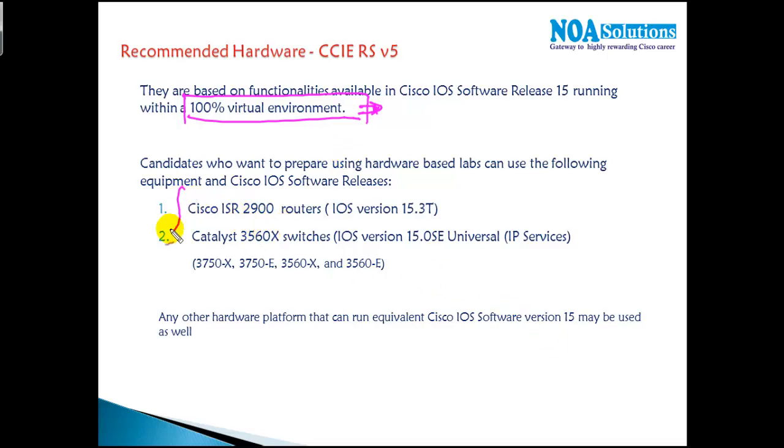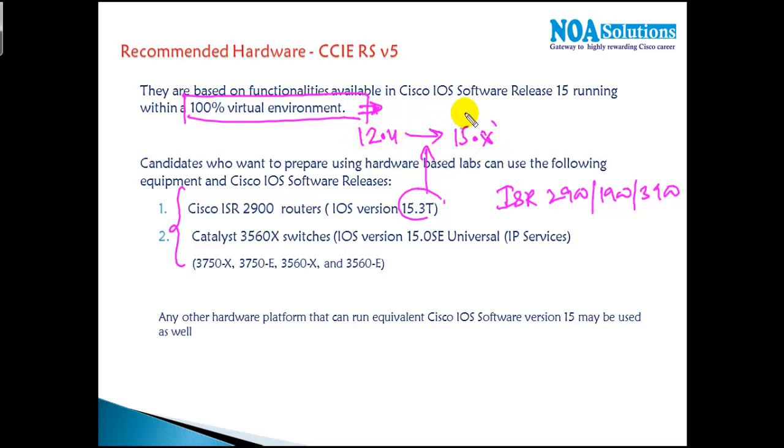Now the recommended platform by Cisco is either ISR G2 routers, that is 2900, or it can be 1900 series or 3900 series, which come by default with the 15.x IOS versions, the next release after 12.4. So you'll be using the latest 15.x IOS versions in your CCIE exams. Also for switches, you'll be using 3560X series switches, which come with 15.0 SE IOS versions. These are the other platforms which also support these IOS-based versions.